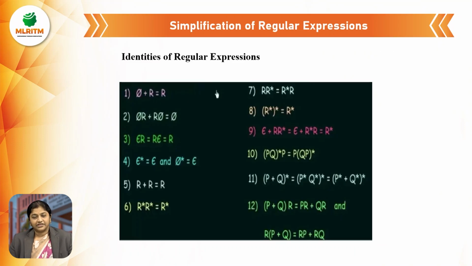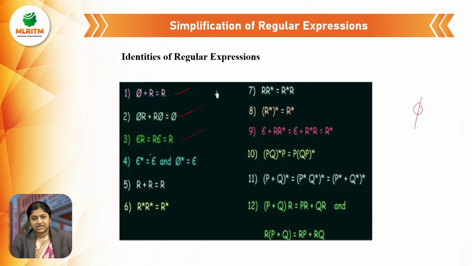So, identities of regular expressions. Here, null plus R is equal to R. Null plus R into null is nothing but the null set. Next, epsilon into R is equal to R into epsilon, which is equal to R.